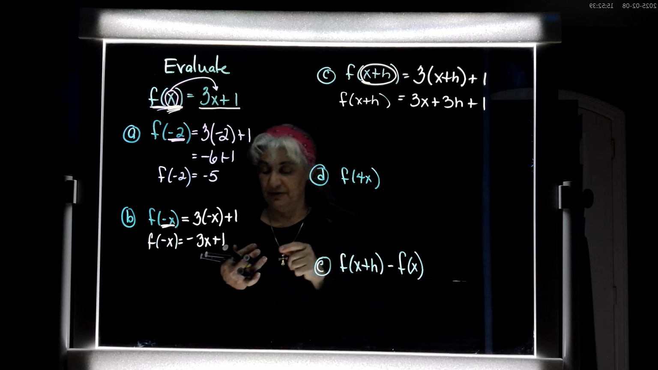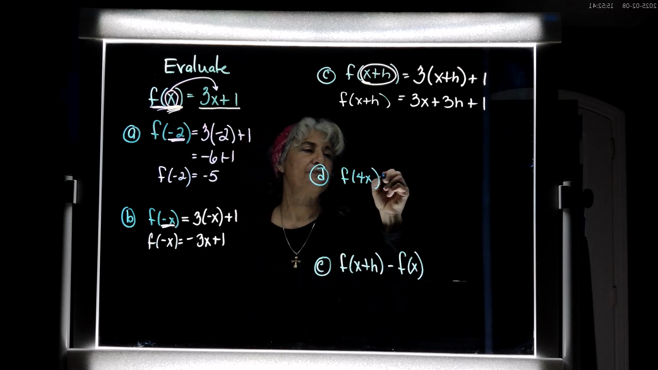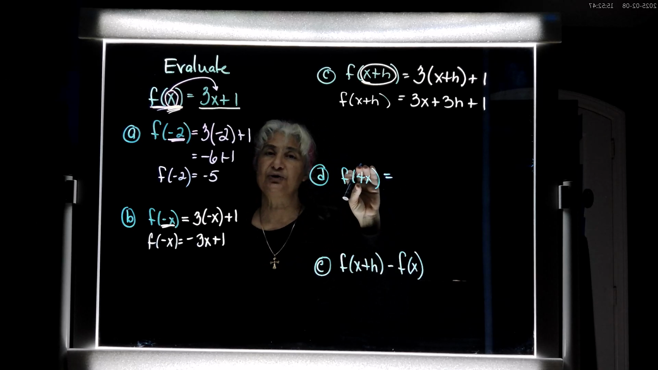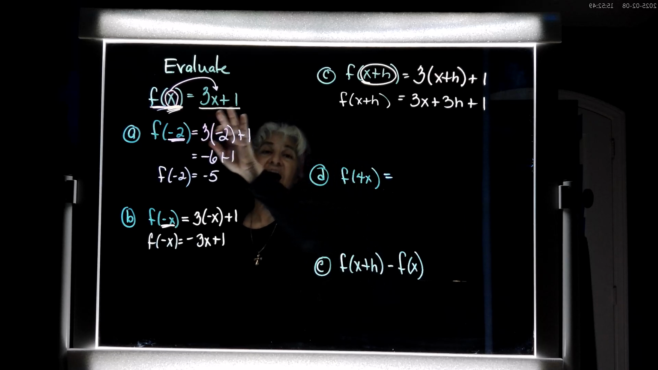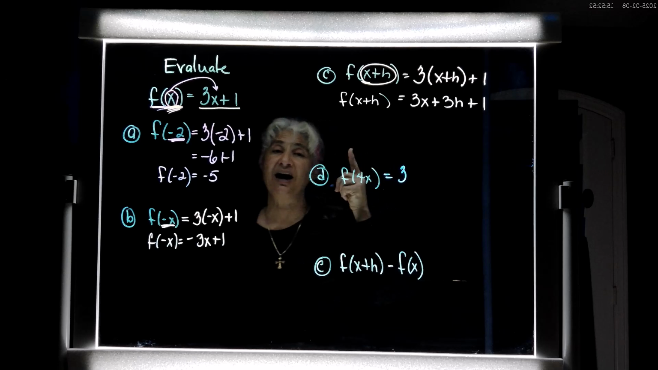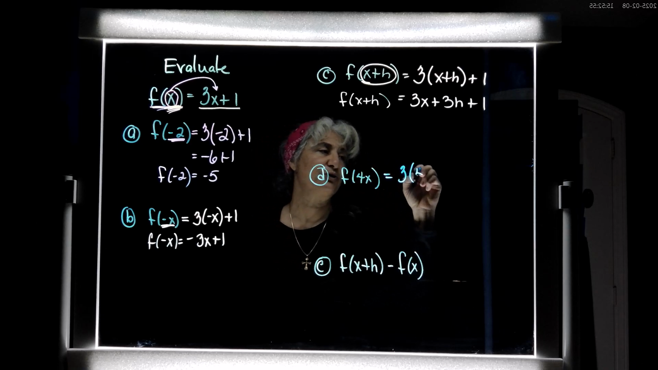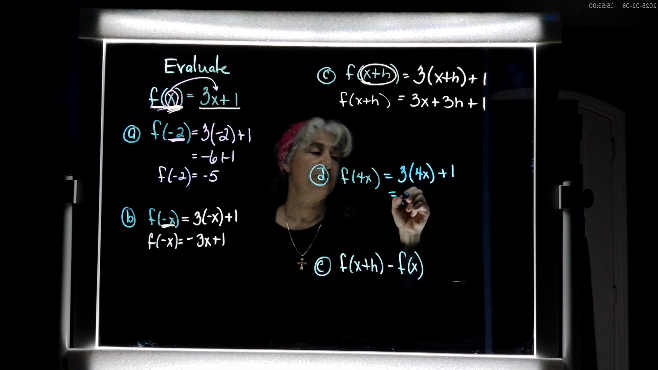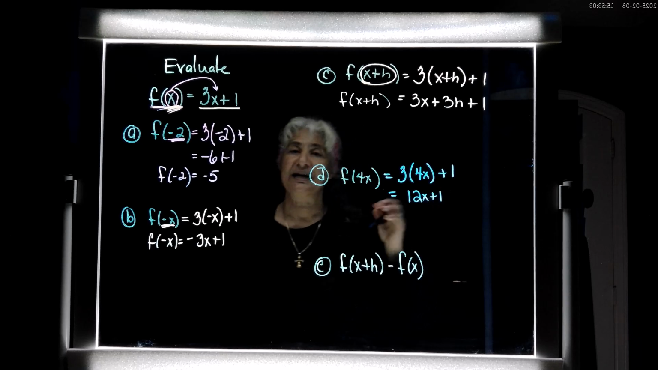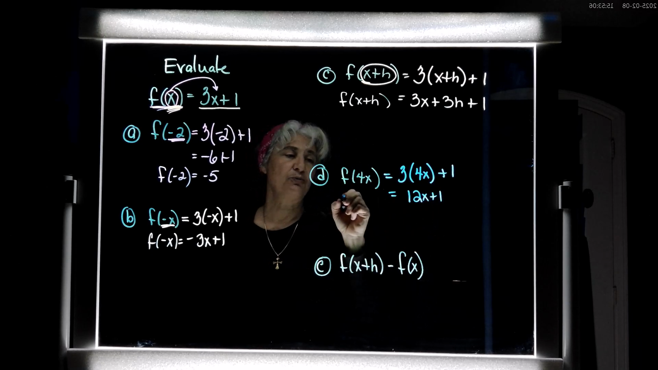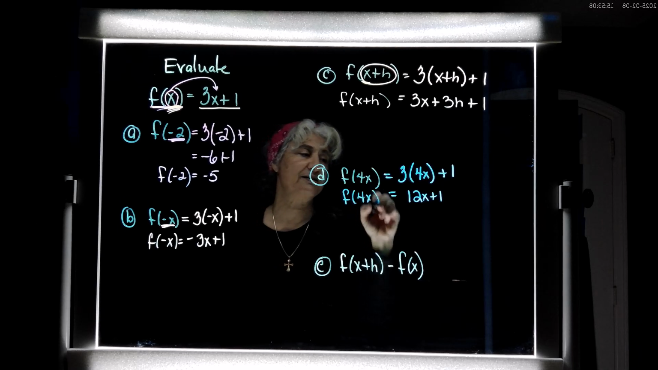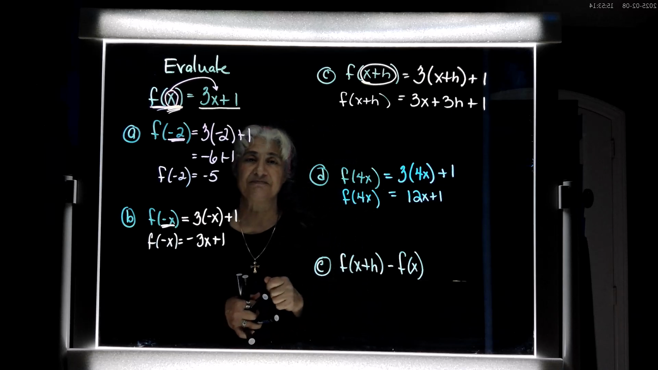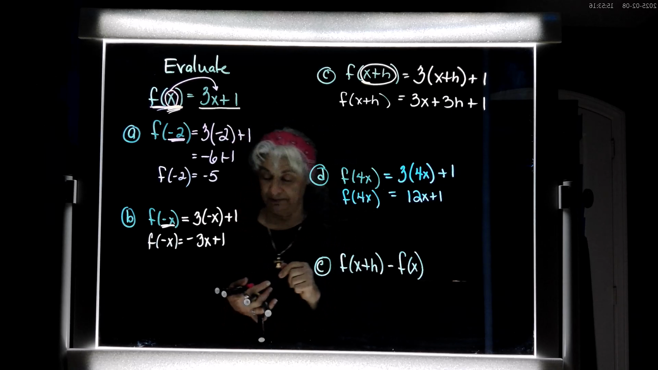Okay, letter D. F of 4x. So again, treat this as a single unit. So instead of 3 times x, you're going to do 3 times, that's right, the single unit in parentheses of 4x plus 1. That will give you 12x plus 1. Can I do any more simplifying? Nope, I cannot. So f of 4x is equal to, good, 12x plus 1. Excellent. Well done.